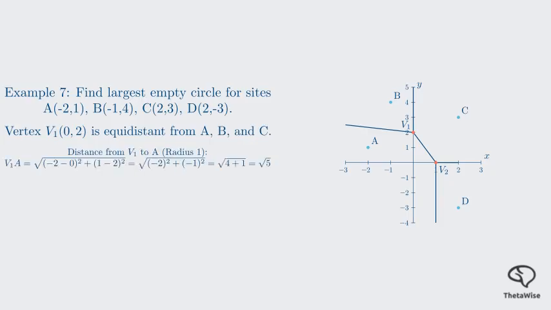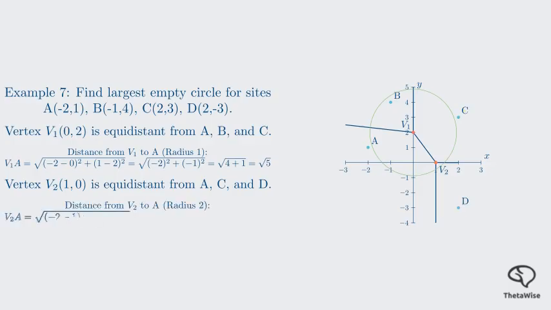We calculate the distance from V1 to A using the distance formula. This gives us the square root of 5 units. This distance is the radius of the circle that would have its center at V1. Next, let's look at vertex V2. It's equidistant from sites A, C, and D. We calculate the distance from V2 to A. This gives us the square root of 10 units.